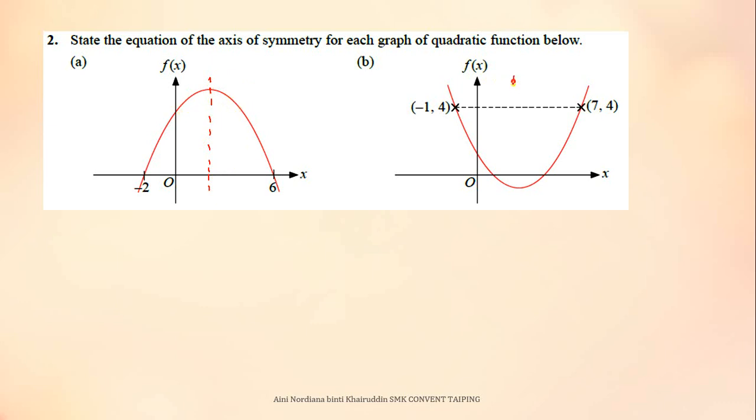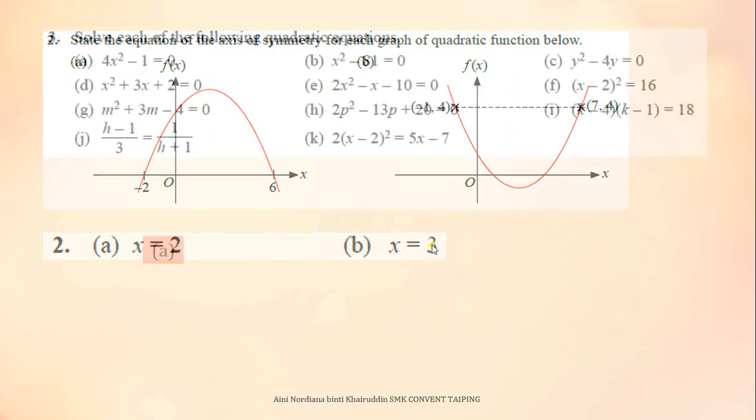So also same as this question B. So you have to find the value of x. So the value of x here is 2. So the equation of this axis of symmetry is x equals to 2. And for B, x equals to 3.